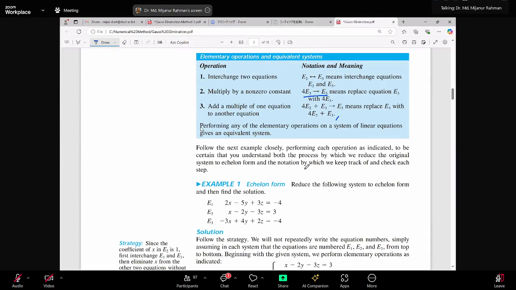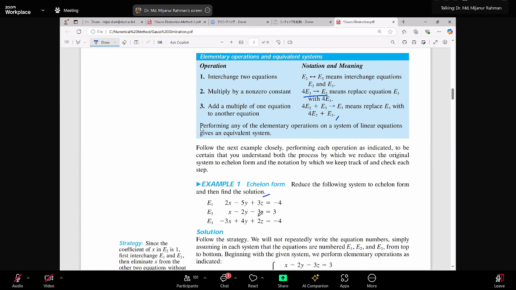So if we go for an example: reduce the following system to echelon form and then find a solution. Sometimes the question will be like this: first form the echelon form and then find a solution using the Gauss elimination method. If this is the system of equations, three equations and three unknowns, we can very easily solve it using our calculator. But using the Gauss elimination method, how can we solve this problem? This is our target in this class.